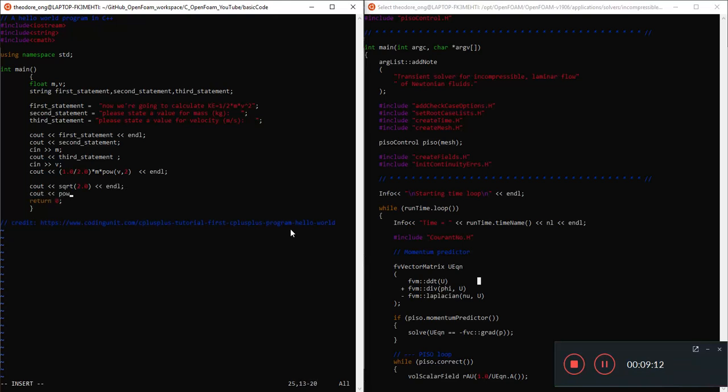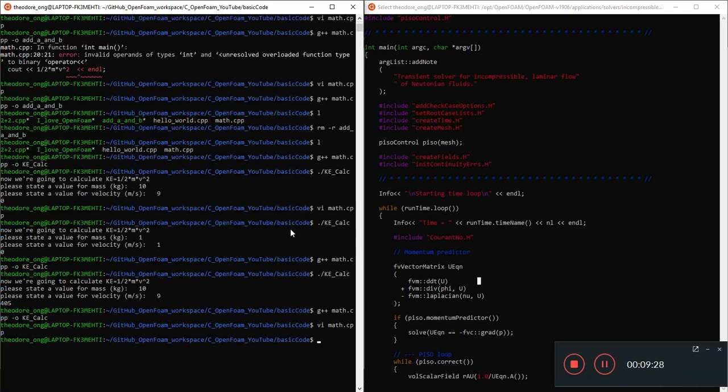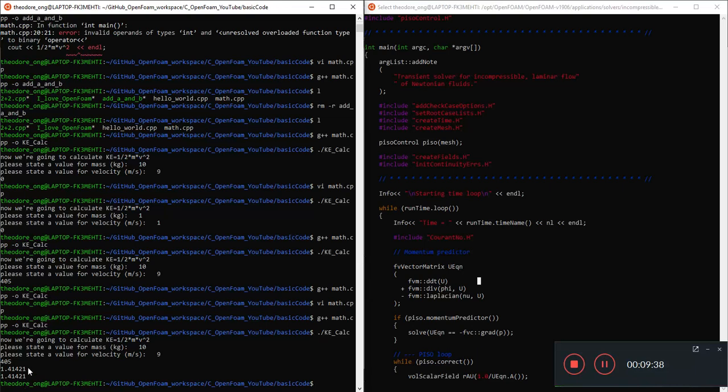So we want to compare these 2 lines, to see whether they produce the same results: square root of 2 and 2 to the power of half. So that's just one example, to see whether the square root function actually works. So g++, compile KE calculator, and run the KE calculator. So 10 kilos, 9 again, and we have 405, and then we'll see that square root and power, 2 to the power of 0.5, both of them will give the same answer. So these are the standard math functions.